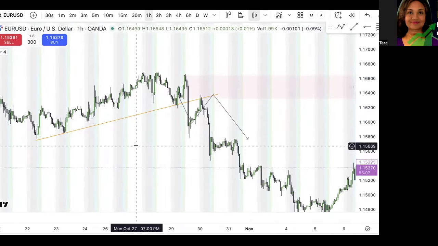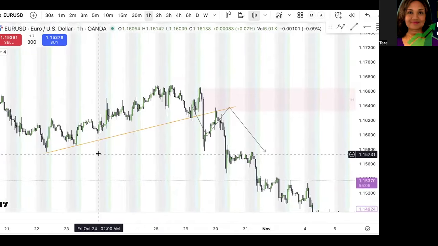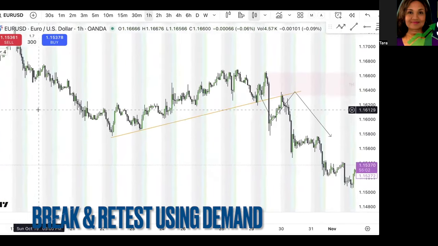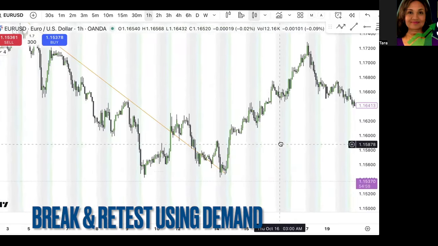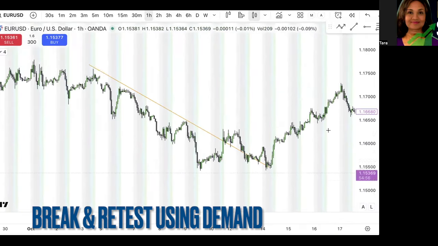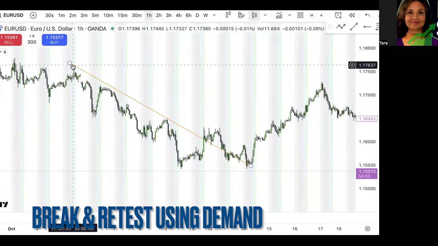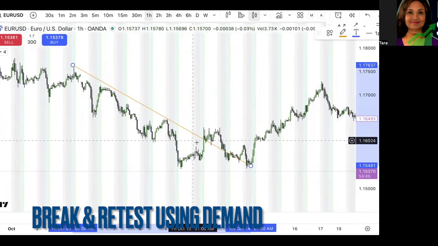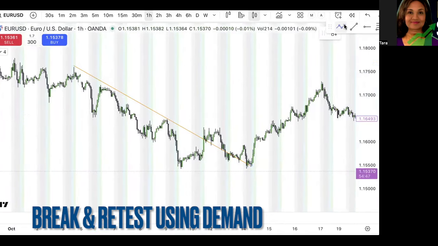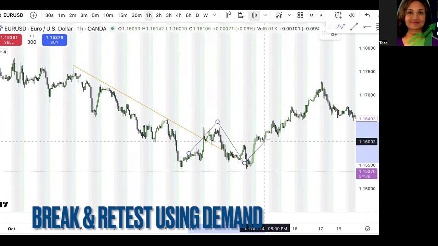All right, and we can also look for an area where price is going up. And so if we go back a little bit in time, we can see that we could have drawn another trend line here. And this one started all the way back on October 3rd, and we could have drawn it down just like this. We can use our path tool and see that we had a break here. And then we retested this trend line and then continued upward.